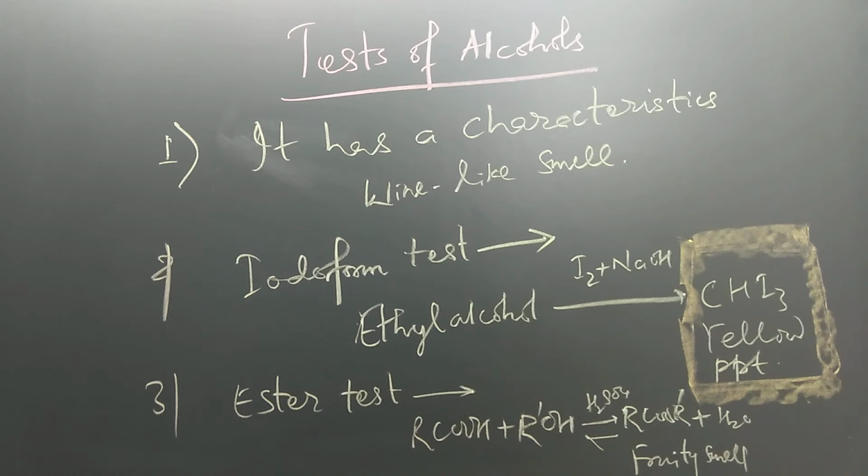Next, the third is the ester test. When carboxylic acid is treated with alcohol in presence of concentrated sulfuric acid, it forms ester, which has a fruity smell, and water. This reaction is a reversible reaction, catalyzed by sulfuric acid. So the reaction goes in the forward direction, and fruity smelling esters are formed. This reaction is also called esterification reaction. So these are the tests of alcohols which are very, very important.